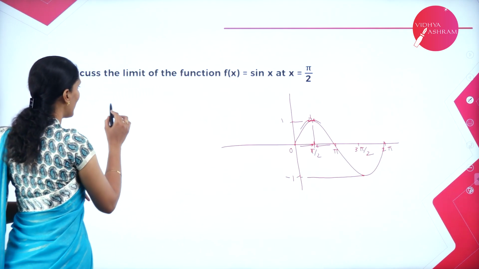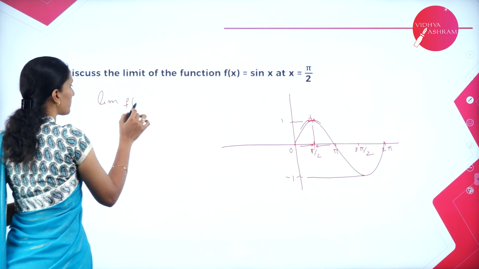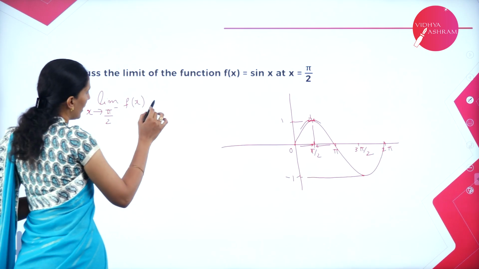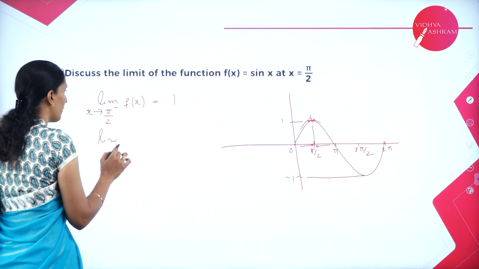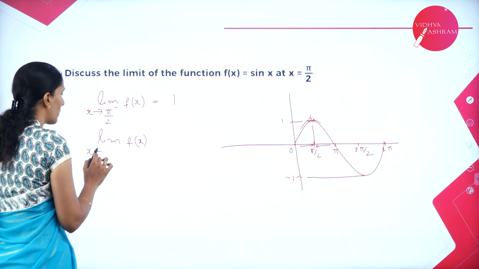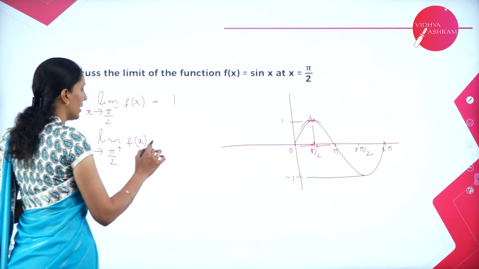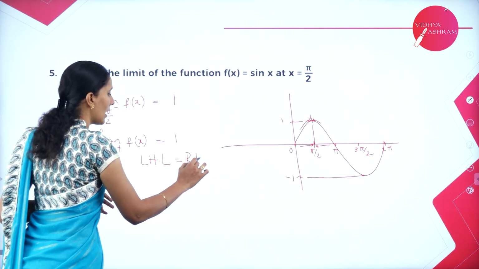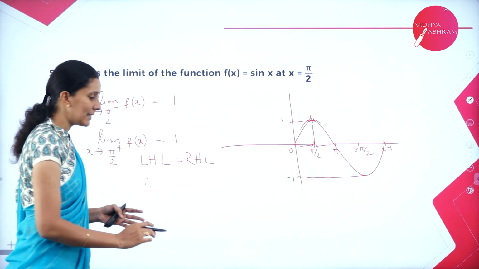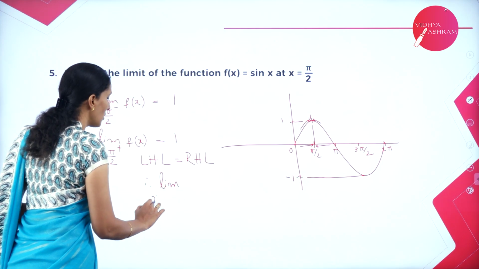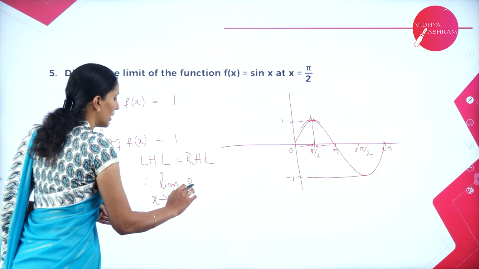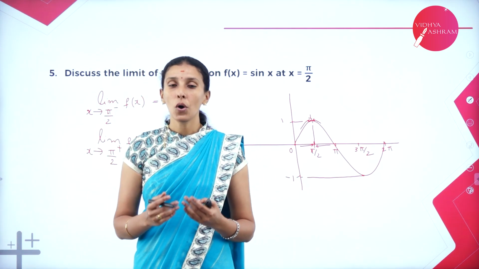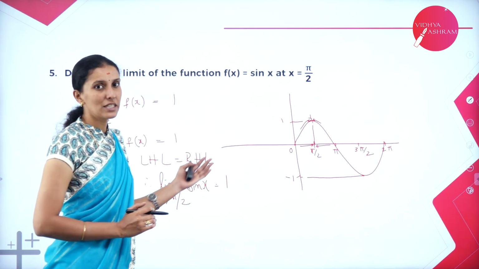So clearly what I can conclude, the limit of the function as x approaches pi by 2 from the left side is equal to 1. Also, the limit of the function as x approaches pi by 2 from the right side is also equal to 1. So therefore, my left hand limit and right hand limit are the same. So therefore the limit exists. Clearly I can write the limit of the function as x tends to pi by 2, the sin x value is equal to 1. So this is how we will study the limit of given functions.